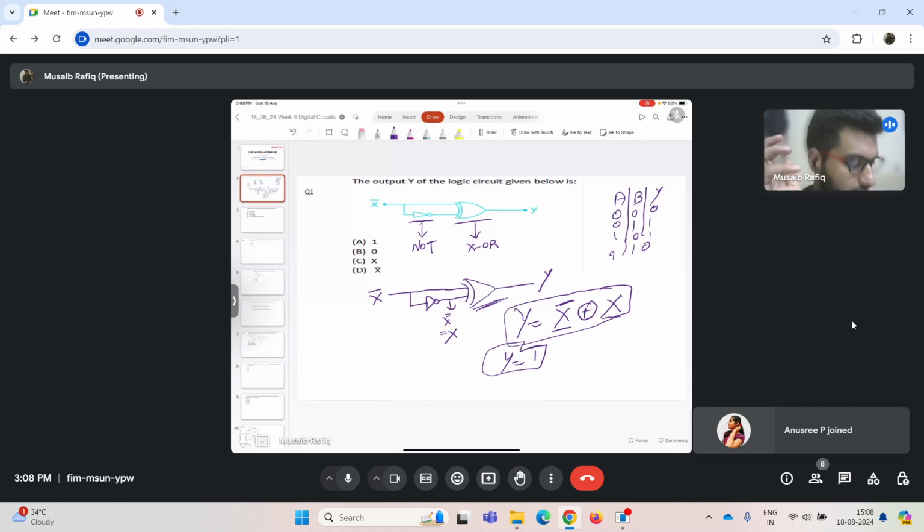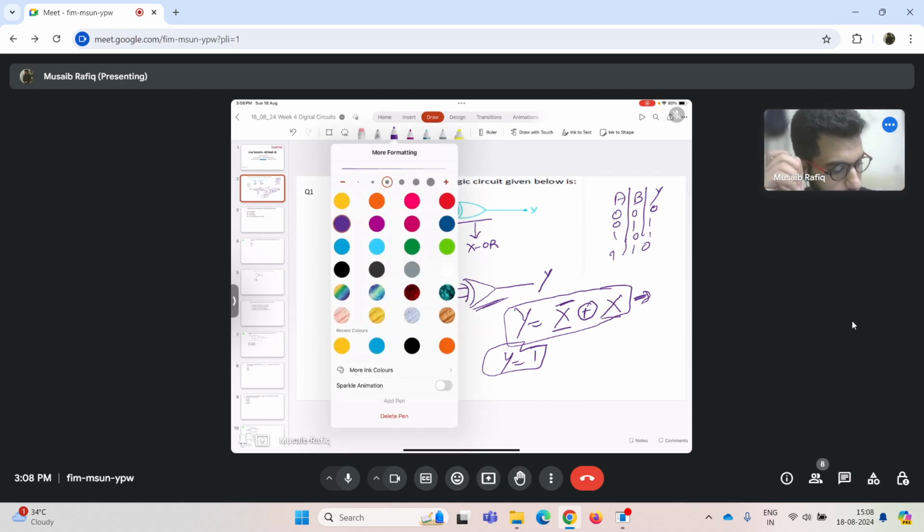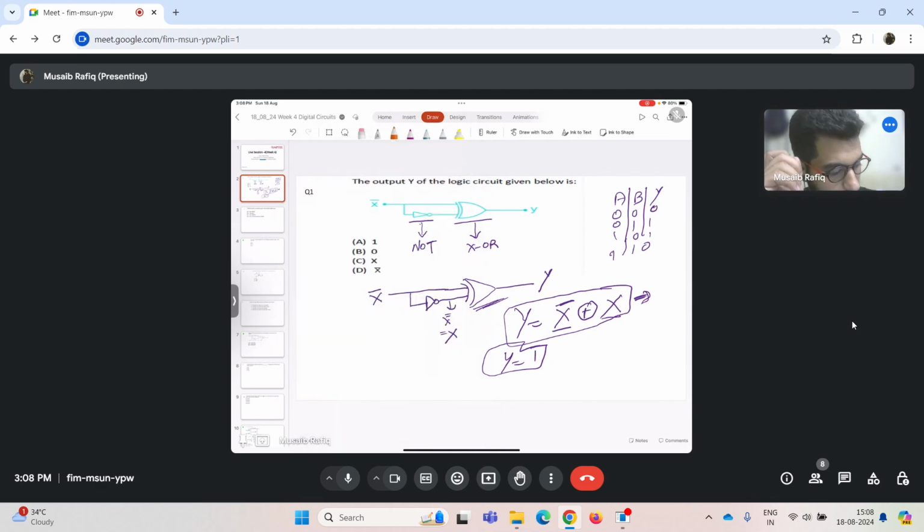So what I did here is the functionality this Y is performing is the exclusive OR operation between the input X and its complement signal, that is X bar. And X and X bar are always different. If X is 1, X bar is 0. If X is 0, X bar is 1. So that implies their exclusive OR operation will always give me an output that is high. That is, Y is equal to 1. So the correct answer to this question will be option A, Y equal to 1. Correct? Any doubts?